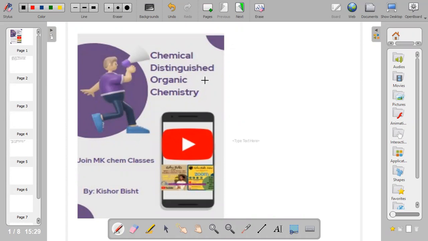Whatever question is asked in the board examination, this is a 3 marks question. If you study with me today in this session, you will get the full 3 marks in the board examination. This is a fixed 3 marks question according to the CBSE board pattern. Today we will discuss the topic of aldehyde and ketone and how to distinguish aldehydes and ketones.